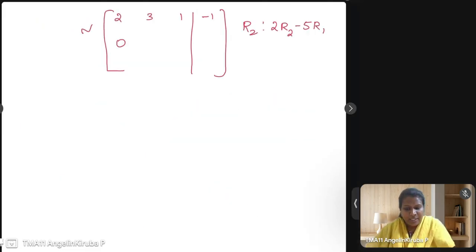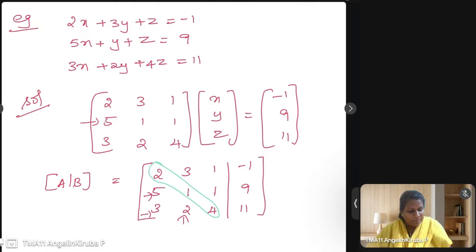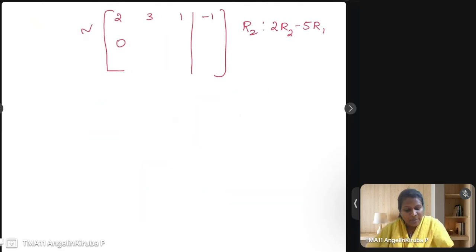So that can be written as, so what will we be getting here? 2 times R2 minus 5 times R1. So 2 times R2 means 2 minus 15. Similarly, here also, 2 minus 5, 9 into 2 minus 5 into minus 1. So that will be equal to minus 13, minus 3 and 23.